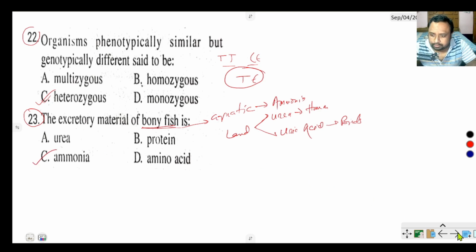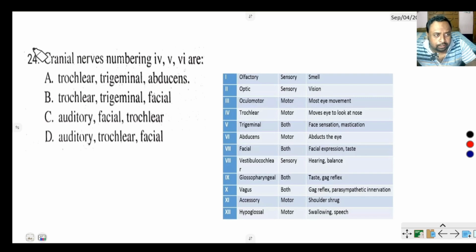Next question: cranial nerves numbering 4, 5 and 6. Number 4 is trochlear, a motor nerve that moves the eye to look at the nose. Trigeminal is mixed, both sensory and motor, involved in taste sensation and mastication. Number 6 is abducens, a motor nerve that abducts the eye. So the correct option is trochlear, trigeminal and abducens, first option A.